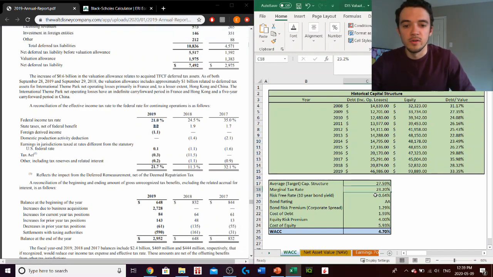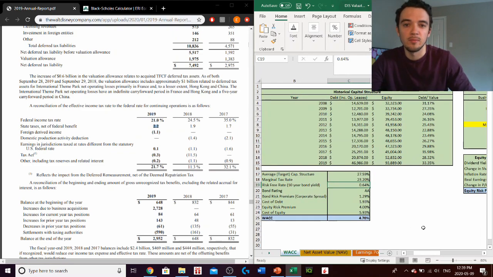So next is the risk-free rate, which currently is 0.64%, and obviously that's very low historically. So if you want to raise the risk-free rate to match something that you're more comfortable with or that you believe is going to be the risk-free rate moving forward, then by all means you should change that. And next is going to be the bond rating, which I find based on a model that my professor created.